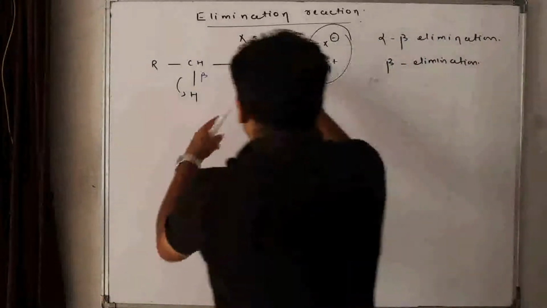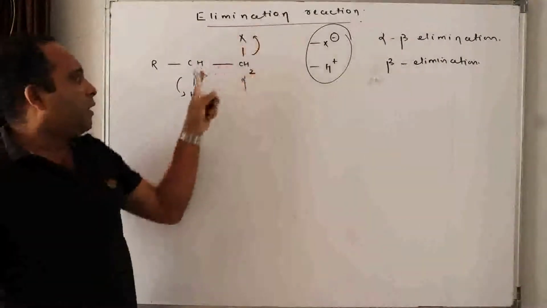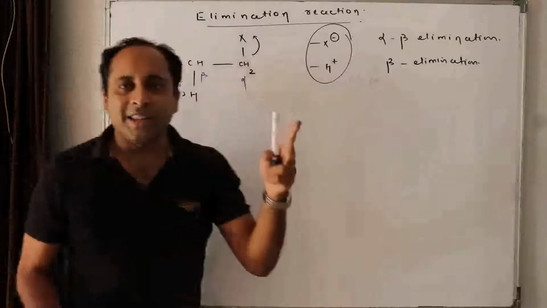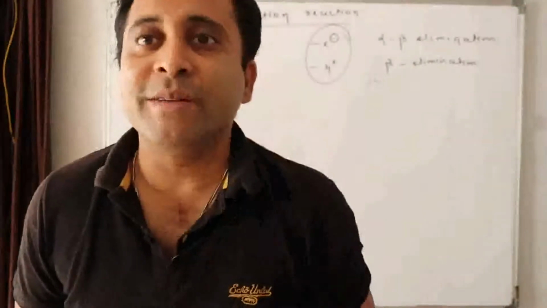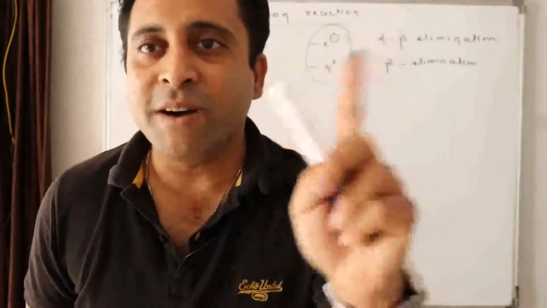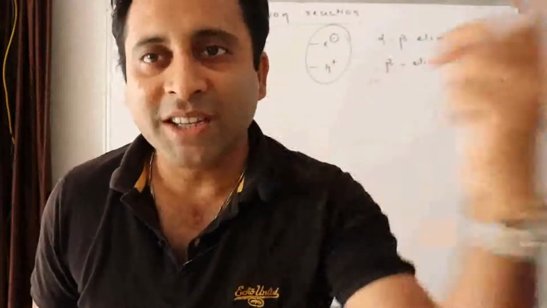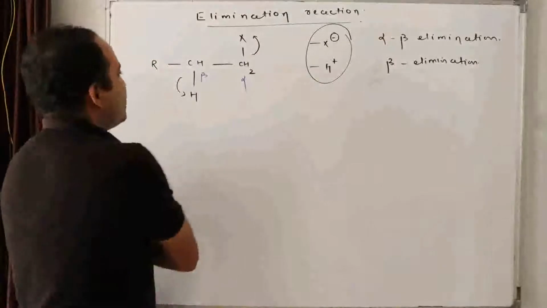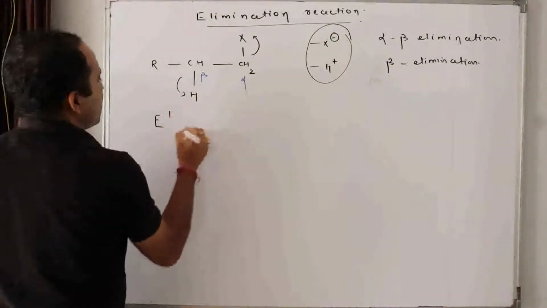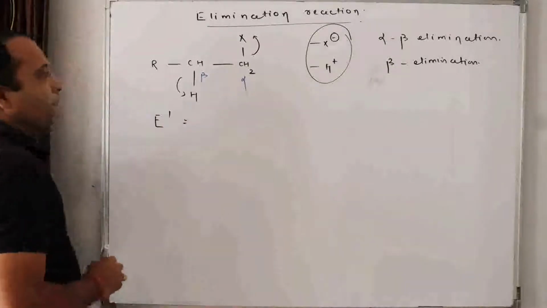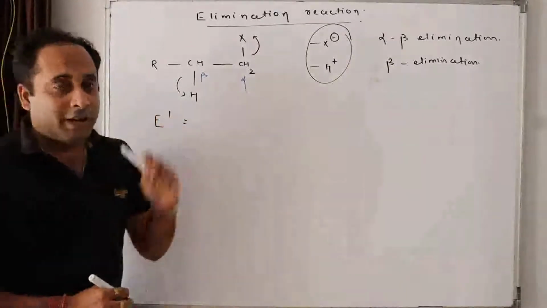Now, this process, where X will be removed and H will be removed, can occur in three manners. That means I'll discuss with you three mechanisms of elimination. What are they? E1, E2 and E1cB. First, E1. What is this E1 mechanism? Listen carefully, then I'll go into details.